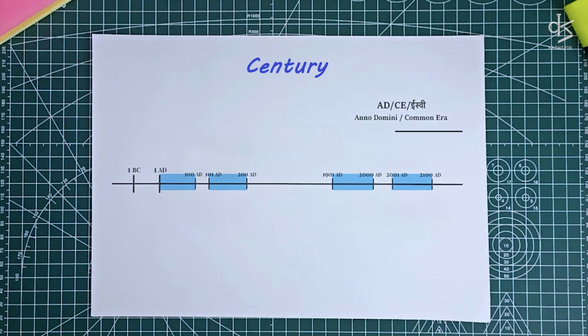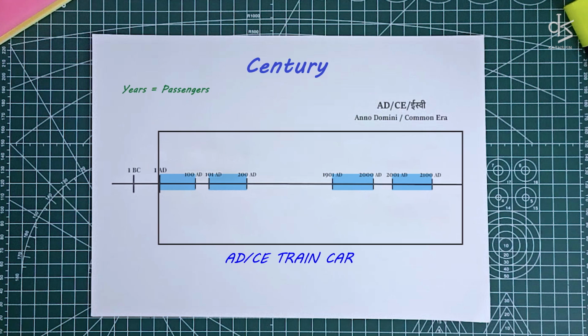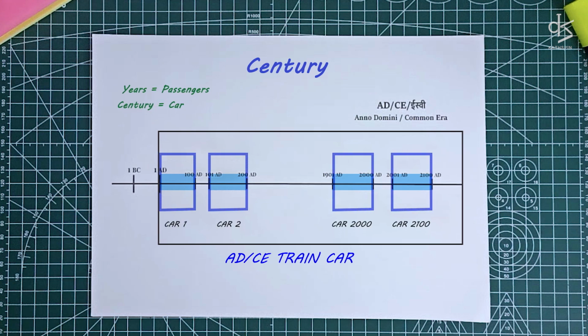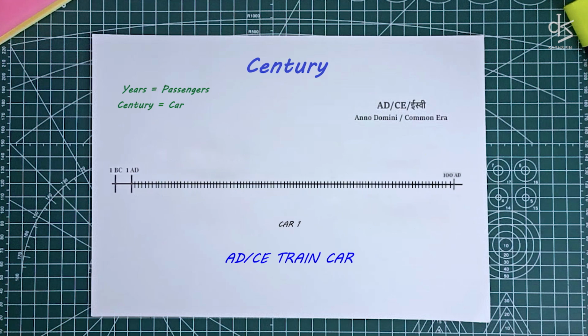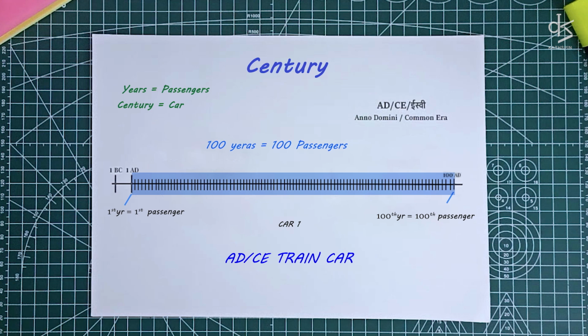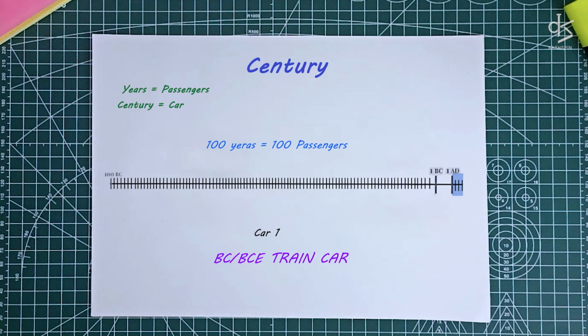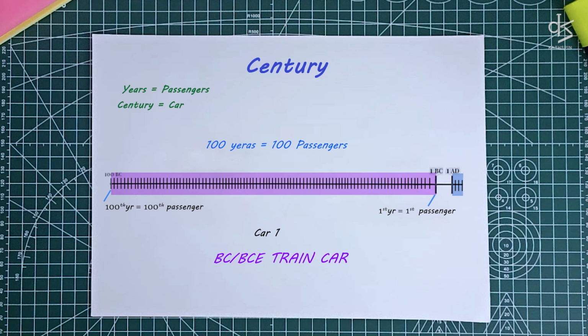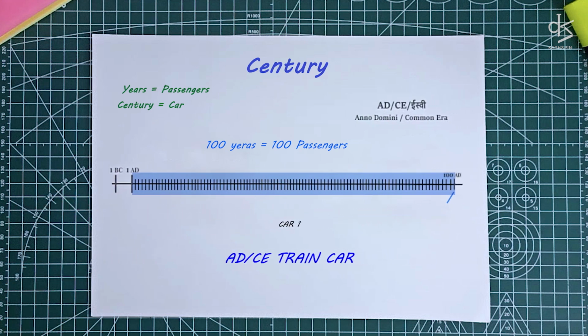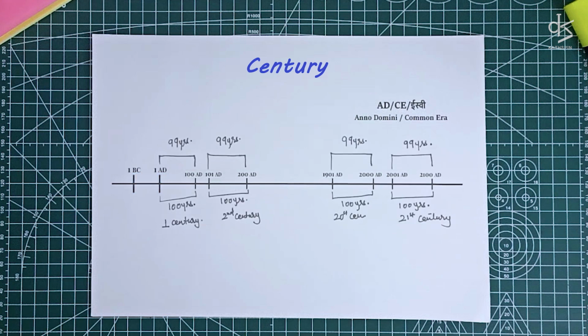Picture history like a giant train ride and years as passengers. Each car represents a century, holding 100 passengers as years. The train labeled AD, Anno Domini, meaning in the year of the Lord, starts with the first century car carrying passengers 1, year 1, to 100, year 100. On the other side of the tracks runs the BC, before Christ train, mirroring this system but counting backwards. This analogy helps visualize the flow of time, with each century a distinct section on this grand historical railway. It's just a calendar quirk.